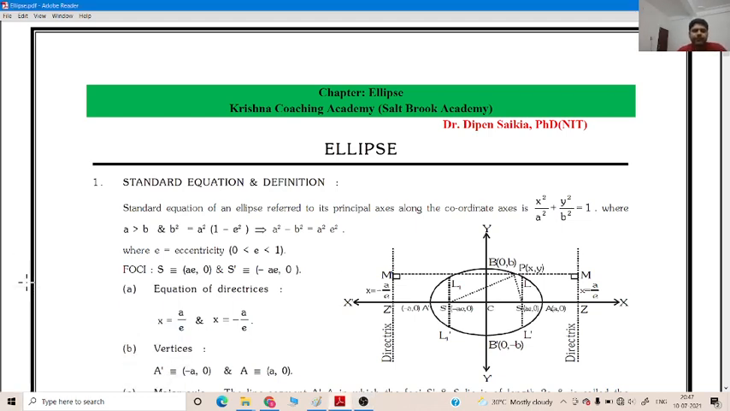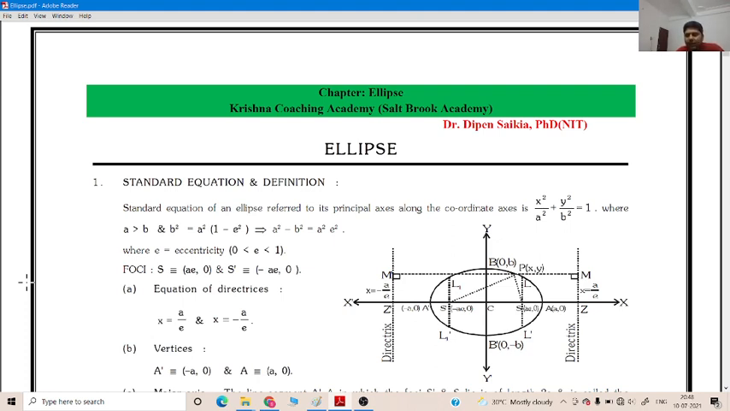Hello everyone. Today I will discuss another chapter of conic section, which is the ellipse. That is the third section. Initially I discussed the circle. Next I discussed the parabola. And today I will discuss the ellipse. What is an ellipse?